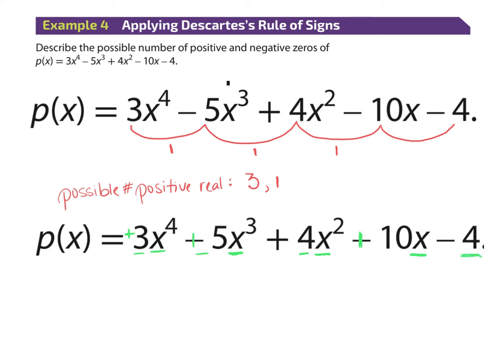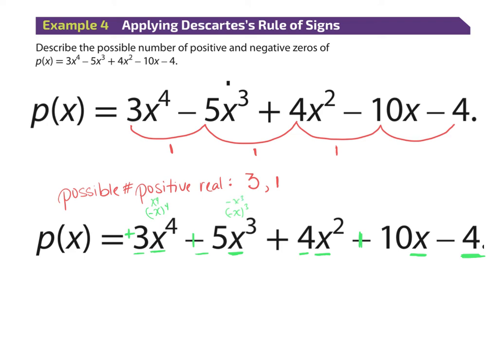There is no x to plug in here, so I can't change it. So all I've done is I've said negative x to the 4th power. Well, that's just x to the 4th, so that doesn't change. Negative x to the 3rd power, well, that's negative x cubed times negative.